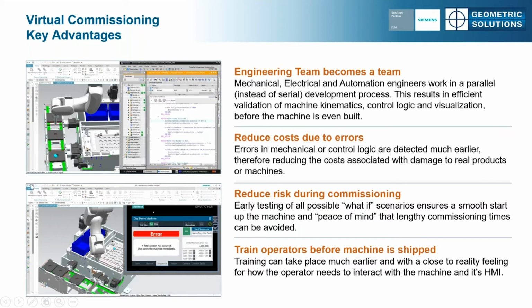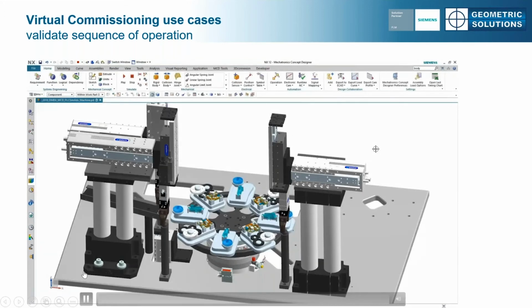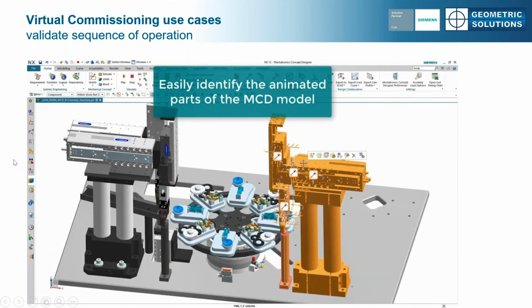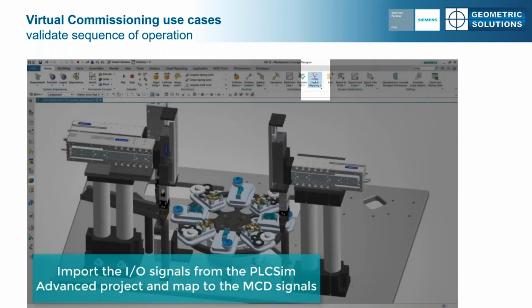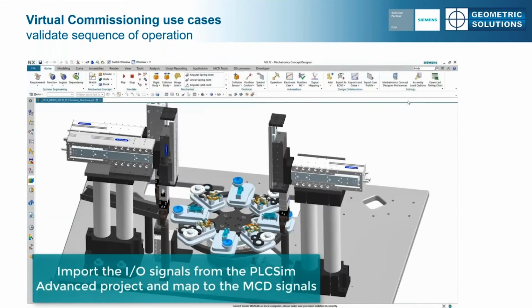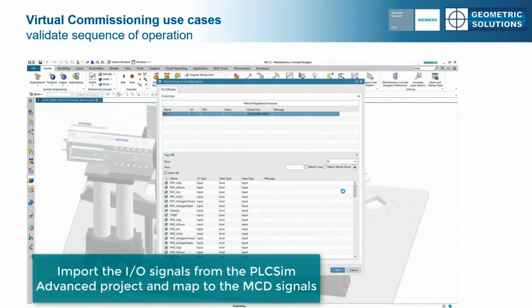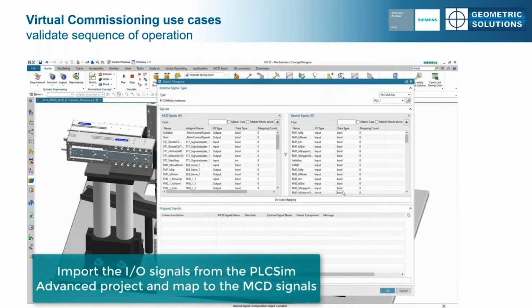Let's briefly see an example of how virtual commissioning can help us. Now here we have that machine that we looked at earlier, and what we're going to do is test the sequence of operations. So we just want to know, is this going to work? And what we're doing is we're actually bringing in the tags and the signals from our PLC. So we bring those in and link them up.